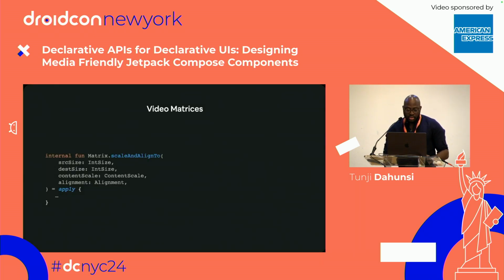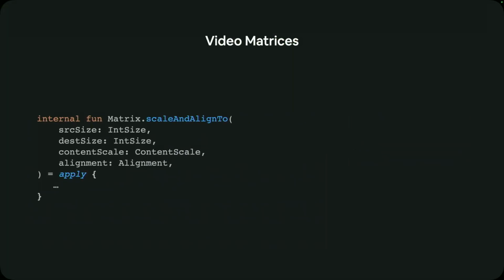Well, let's talk about how that content scale animation works. In Compose, they give you an image composable, and you give it a content scale. Behind the scenes, that content scale is actually going to create a matrix and use that to scale the image appropriately. There is no video composable. So unfortunately, that means we're going to have to do a lot of matrix math ourselves. So what does it mean to scale and apply a matrix to a video?